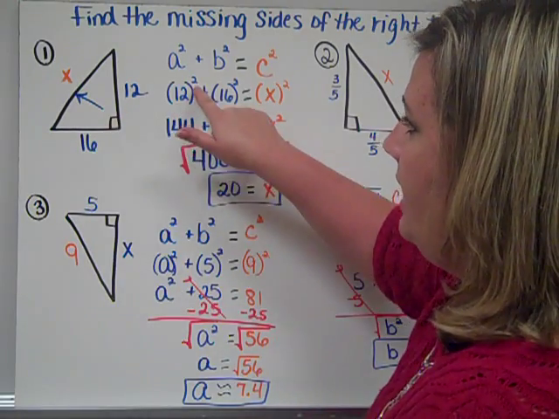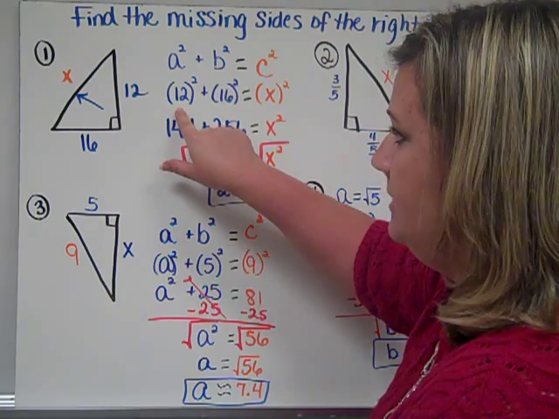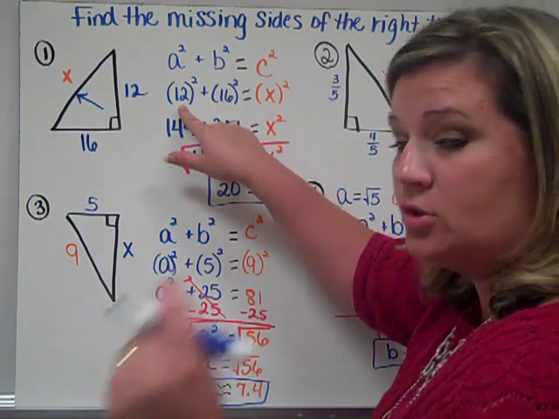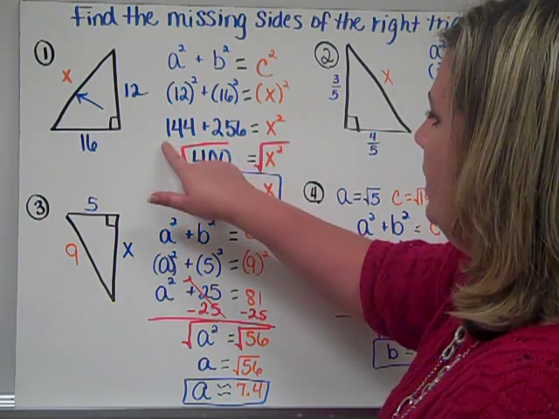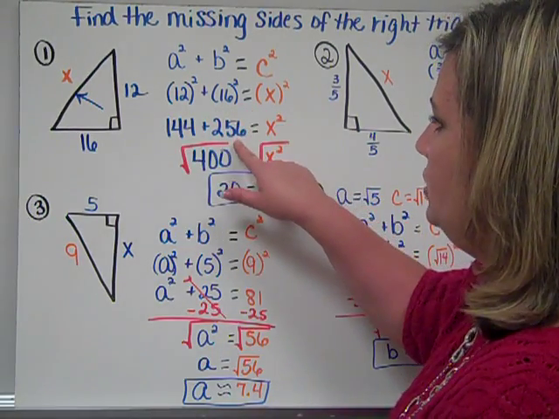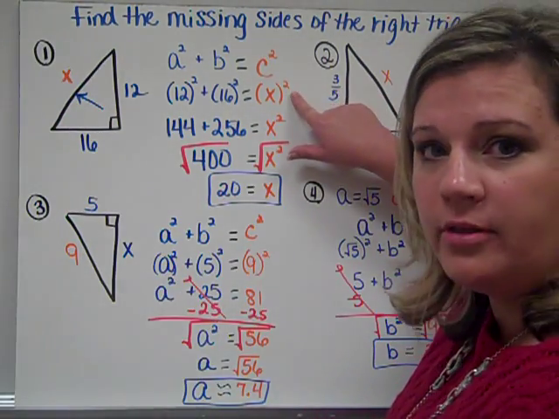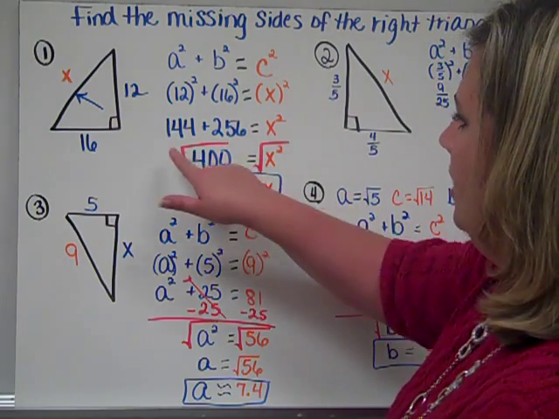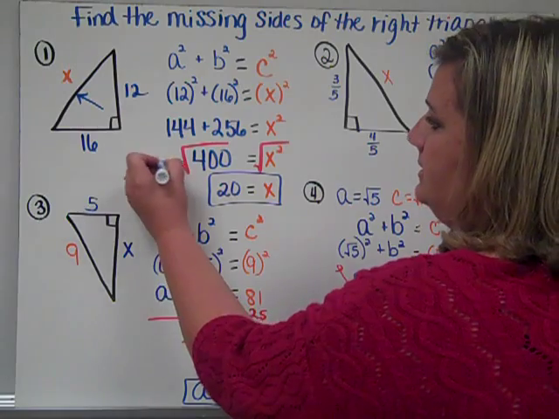And notice that this is A squared, so A is playing the role as my base. And so 12, we need to square 12. Alright, and then we're going to square 16. So 144, 16 squared is 256. And then x, being our hypotenuse, we got to square that, so that's x squared. Alright, once we add our sides, we get 400. But notice this step right here.